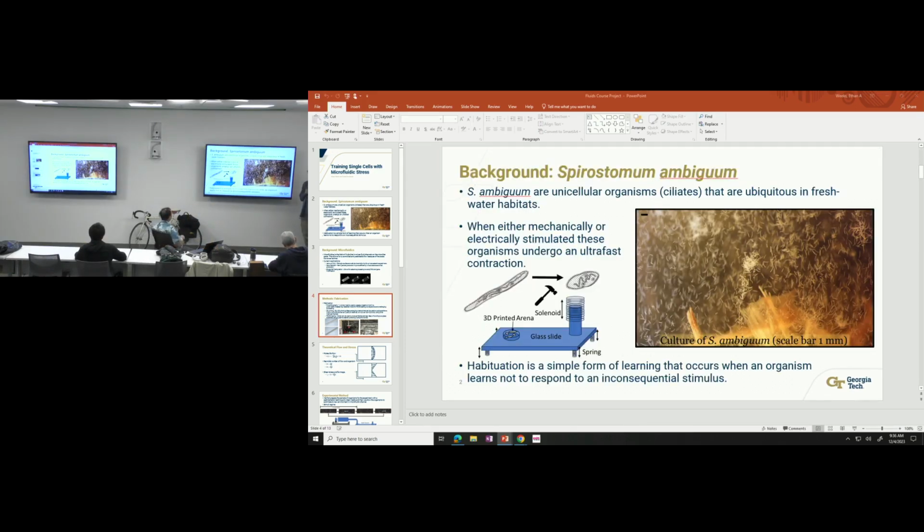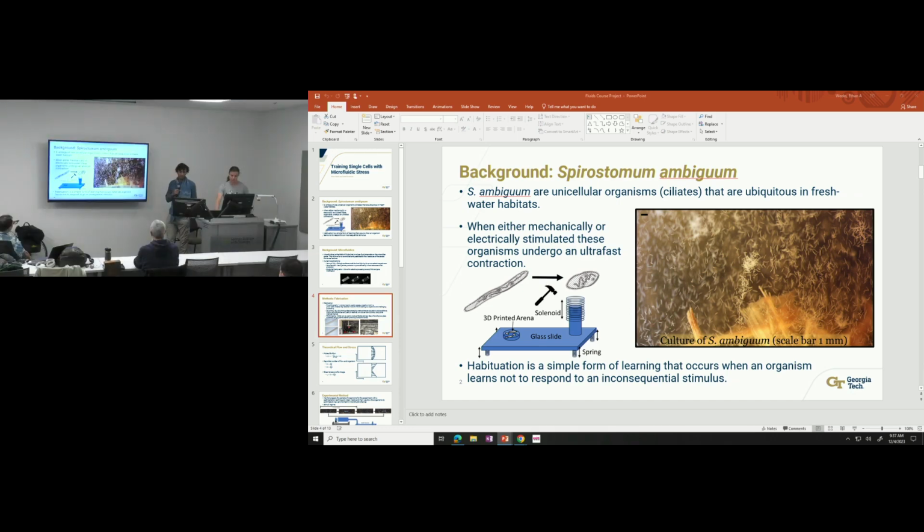Okay, so the single cell that we were working with is called Spirostomum ambiguum, a unicellular organism that's also a ciliate, and they're ubiquitous in freshwater habitats. Here's a culture of the organisms that I grow in the lab, and it's a very dense culture. They're ideal for this study because when either mechanically or electrically stimulated, these organisms undergo an ultra-fast contraction within 5 milliseconds. They're usually in their elongated state right here, and after being stimulated, they contract.